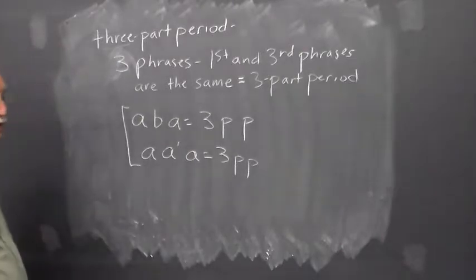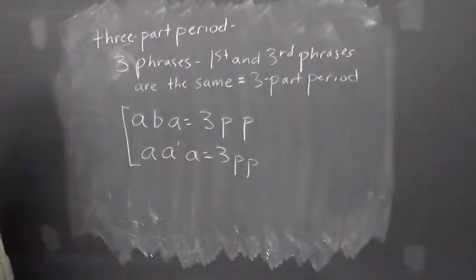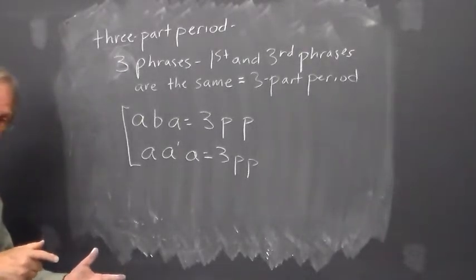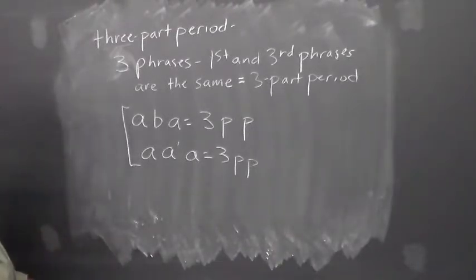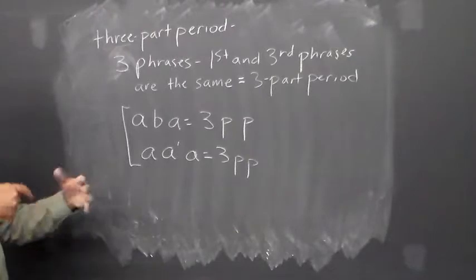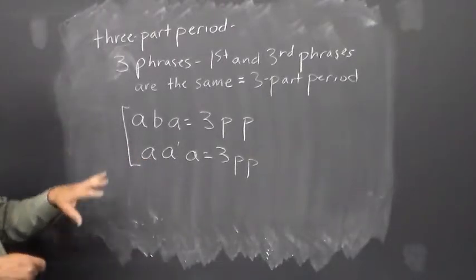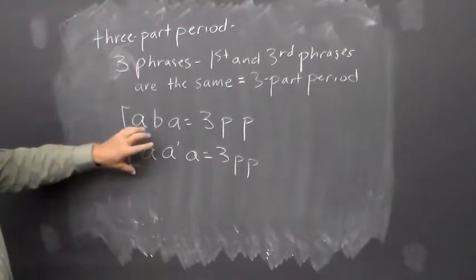a three-part period. Okay, so we use those terms, modified parallel period for that specific situation, where the end of the antecedent is parallel to the beginning of the consequent, and they are not parallel at the beginning phrases. And then three-part period to describe this situation.